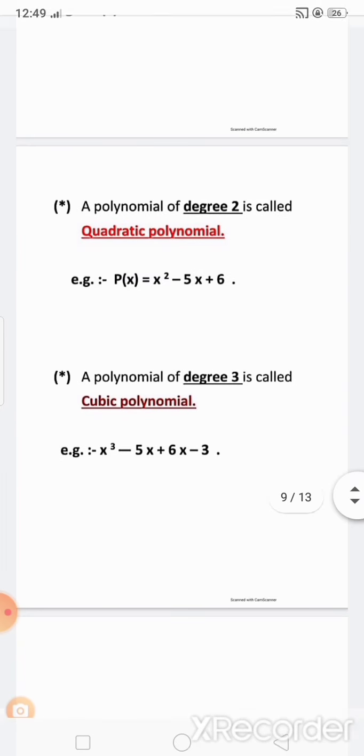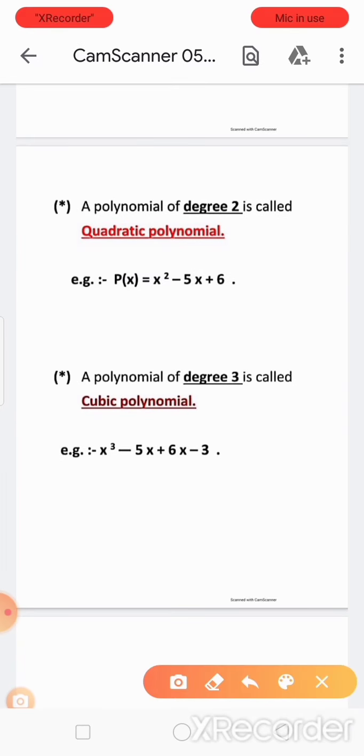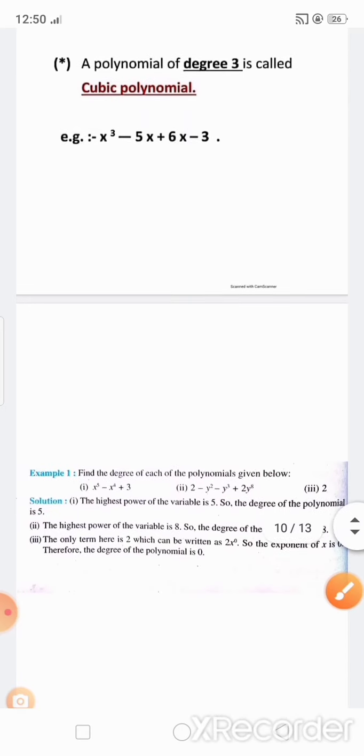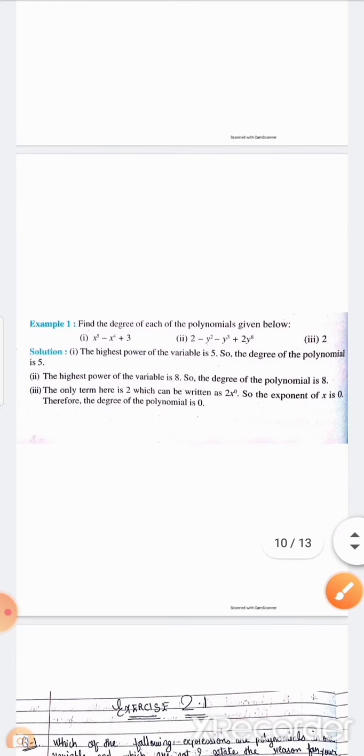Next, a polynomial of degree 3 is called a cubic polynomial. For example, this polynomial x cube minus 5x plus 6x minus 3, the highest degree of this polynomial is 3. So this polynomial is known as a cubic polynomial. Now let us start to solve our example.